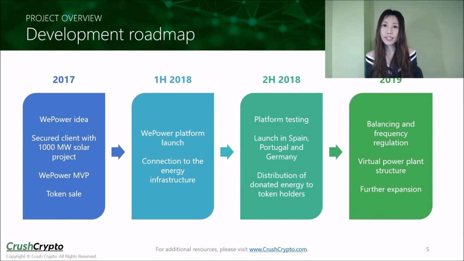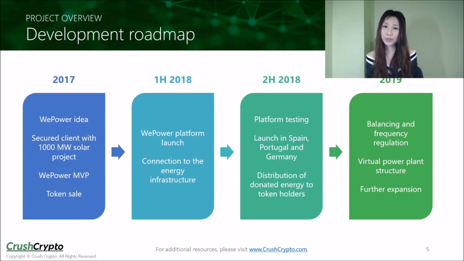This slide summarizes the team's milestones and development roadmap. WePower was launched in January of 2017, and they secured a 1,000 megawatt project pipeline in July. From there, they launched an MVP in August, then signed a deal for grid integration and had 14 energy engineers join their project in September.